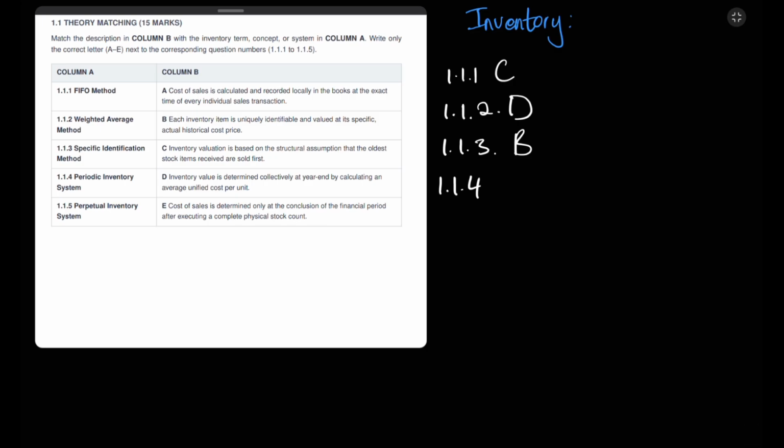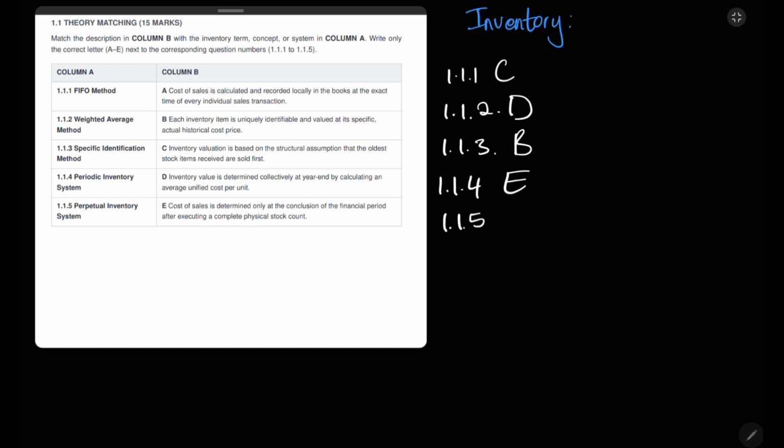Let's move to 1.1.4, periodic inventory system. Remember, with the periodic, we check our inventory at the end of the financial year or at a later stage. In terms of the perpetual, we constantly check our inventory. So let's see. Cost of sales is calculated and recorded locally in the books at the exact time of every individual transaction. At exact time of every individual sales transaction, it's definitely not A, right? We've already done B, we've done C, we've done D. We're left with E. Cost of sales is determined only at the conclusion of the financial period after executing a complete physical stock count. It's definitely E because it talks about calculating at a later stage.